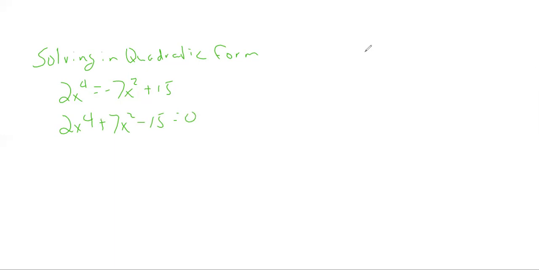So what we're going to do is go, okay, let's play a new game. We're going to let y equal x squared. So wherever there's an x squared, that's 7y now, minus 15 equals 0. And then the front, it's 2y squared. And now it's in a form we can solve pretty easily.